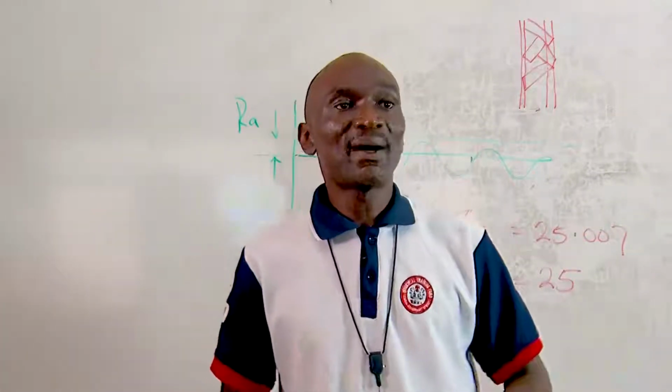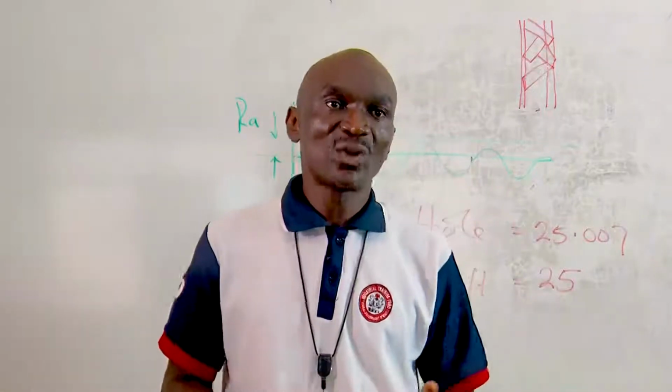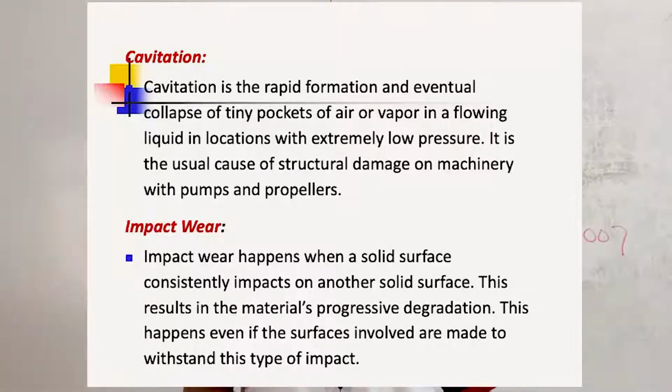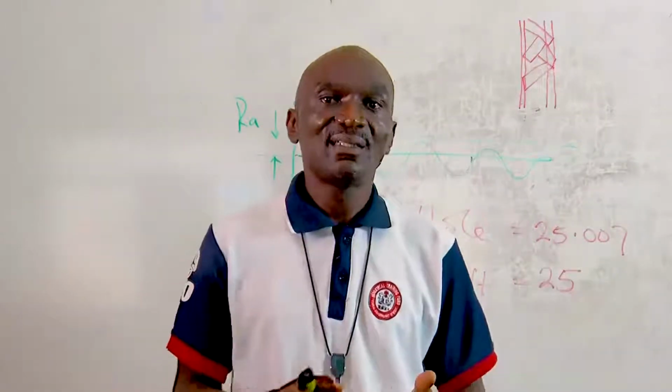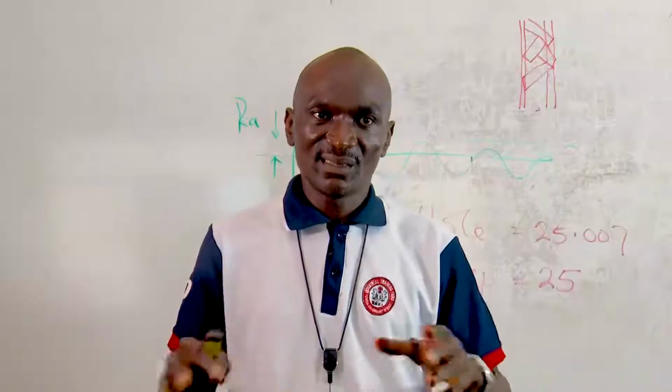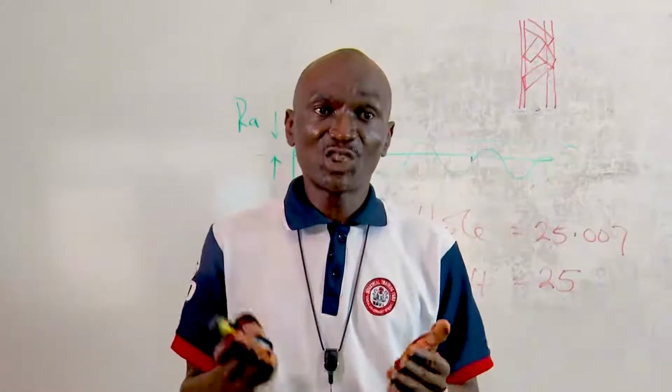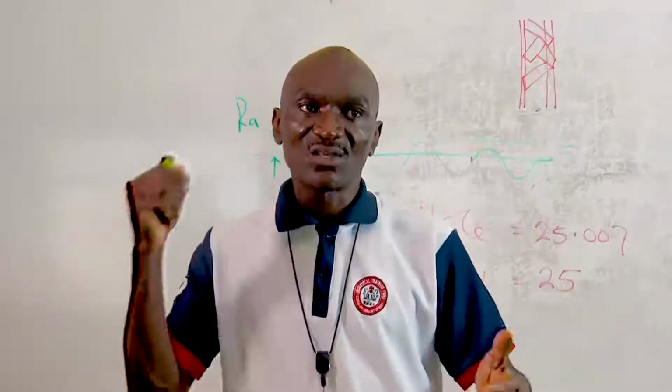Then we have impact wear. Impact wear happens when a solid surface consistently impacts on another solid surface. This results in the material's progressive degradation. First there's the formation of a profile, which is a representation of the shape of the contacting surfaces as a result of the impact.